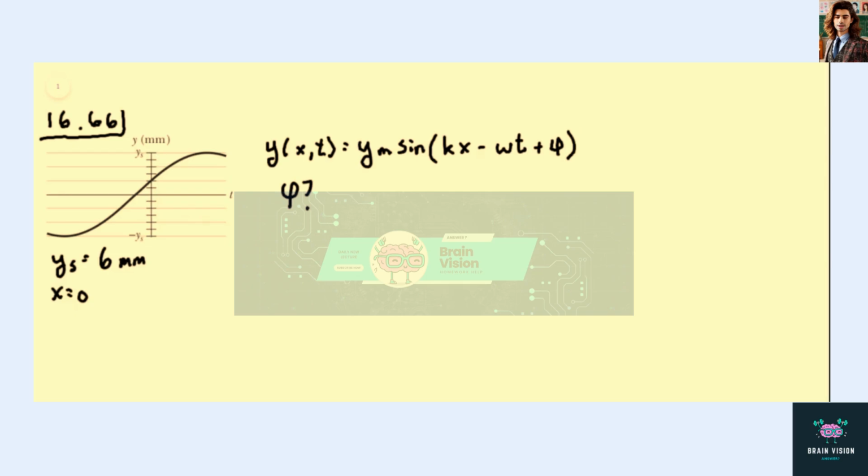16.66. So we have the displacement versus time of some wave that looks like this at x equals 0. And we'd like to find the phase here of the wave. So first of all, the function being plotted, we set x equal to 0. So this function here being plotted is y sub m times the sine of negative omega t plus phi.